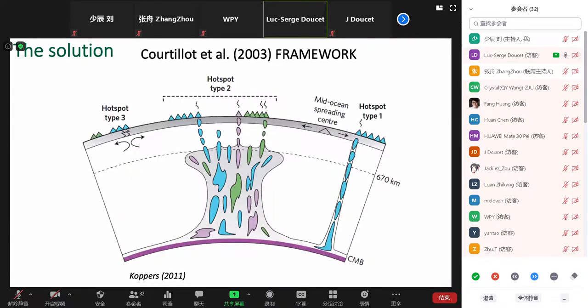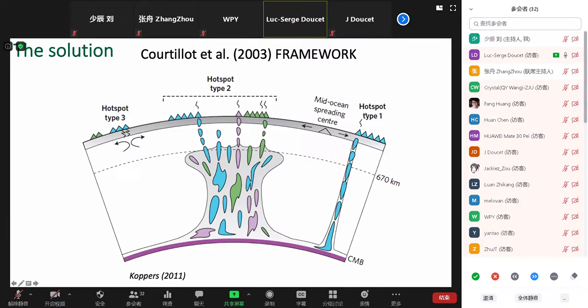So some people try to characterize the origin of the OIB. For example, we know the OIB can sample the lower mantle, but Coutinho et al. showed in 2003 that you have three main types of hotspots.